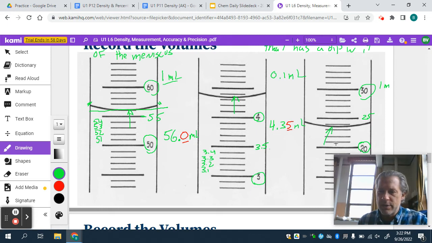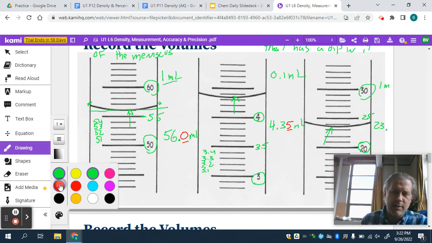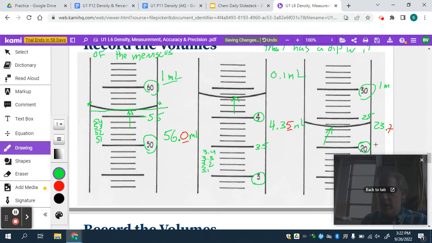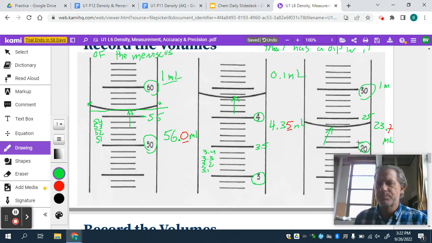So now this one is bigger than 21, bigger than 22, bigger than 23, but not quite 24. So I'm going to say it's like 23 point, and it's a little bit above being in the middle. So I'm going to say, I don't know, 23.7 maybe. And we're going to call that milliliters, and then everybody is happy.